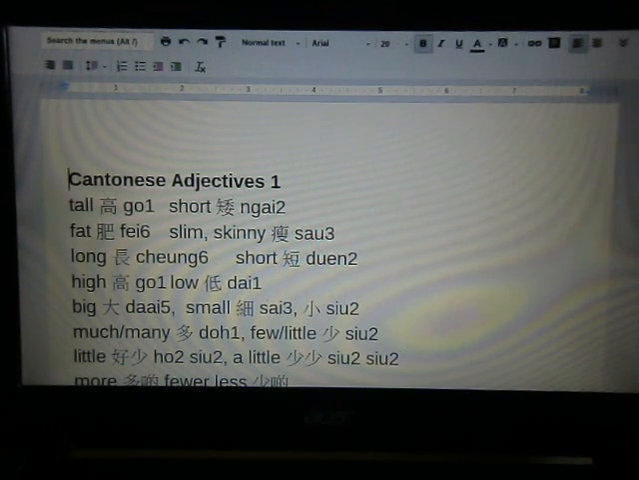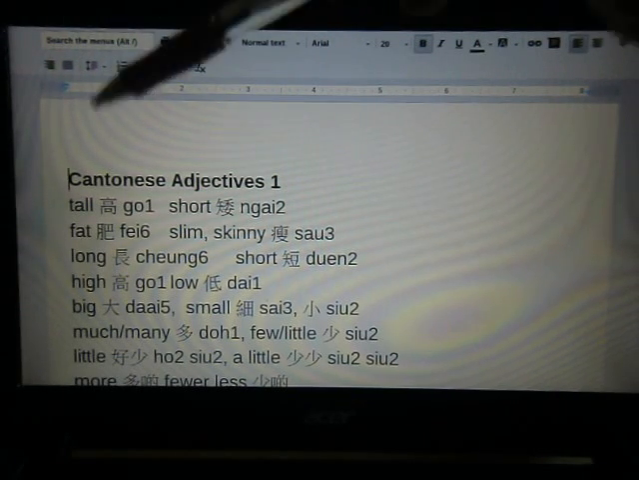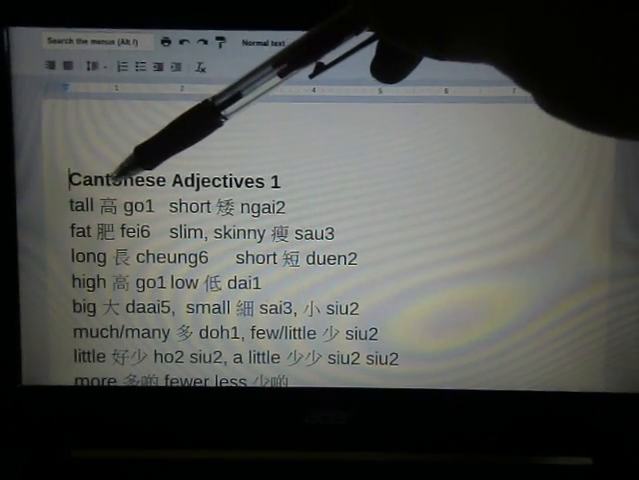This is the Learn Cantonese Fast channel again. Long time no see. So today I'm going to talk about Cantonese adjectives. Some of the Cantonese adjectives use strictly Chinese characters, but some of them you cannot write in Chinese characters, and some of them are similar to Mandarin, but some of them are actually very Cantonese. In any case, let me start with tall, go.